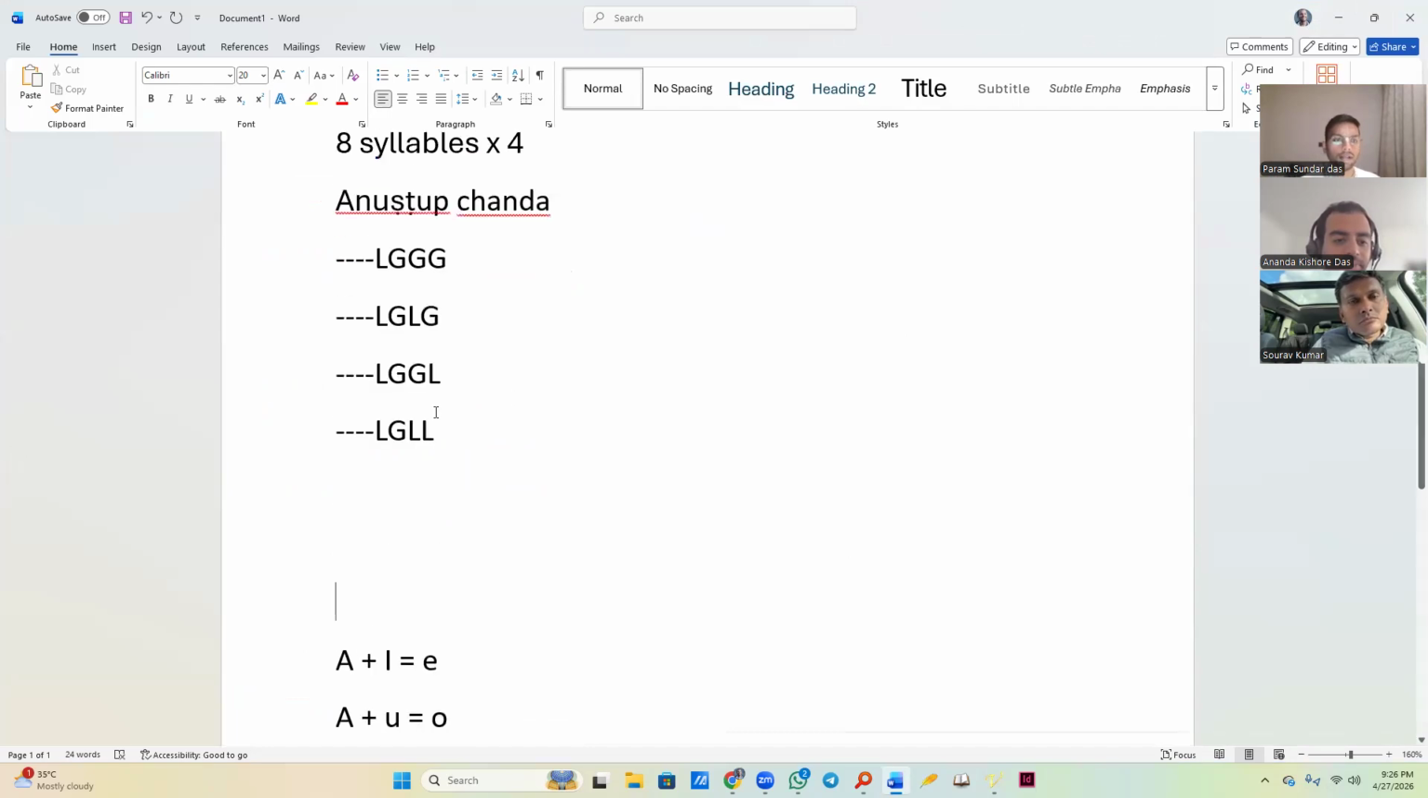Okay, so now if you want to make a shloka, let's try something basic. Let's say I want to make something on Krishna, glorifying Krishna or something. So let's say something like Namami Krishna. Okay, something like Namami.